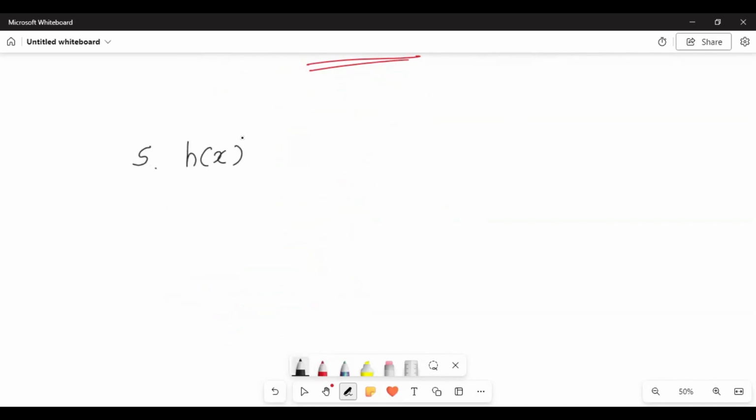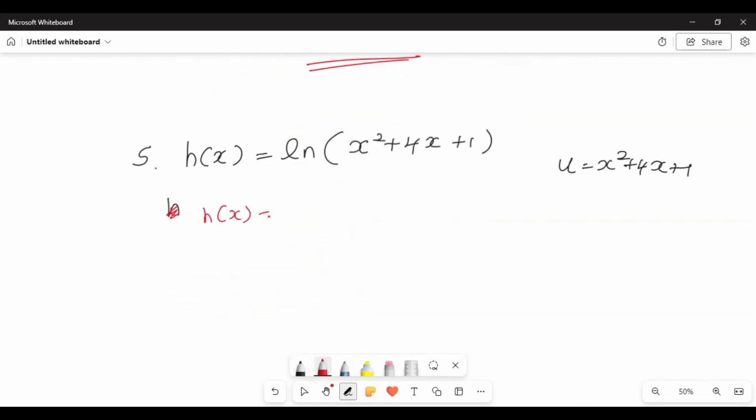h(x) equals ln of x to the power of 2 plus 4x plus 1. Assume u equals x to the power of 2 plus 4x plus 1. So we can write it like this: h(x) equals ln u.